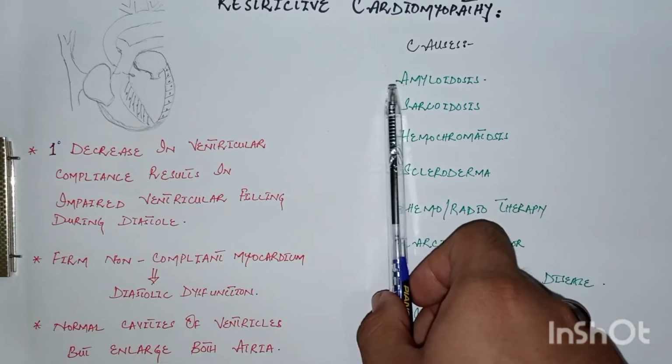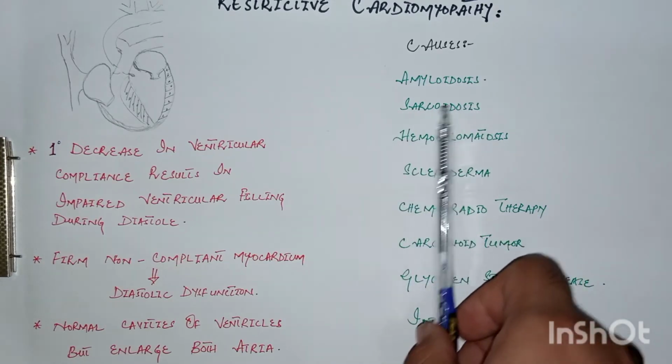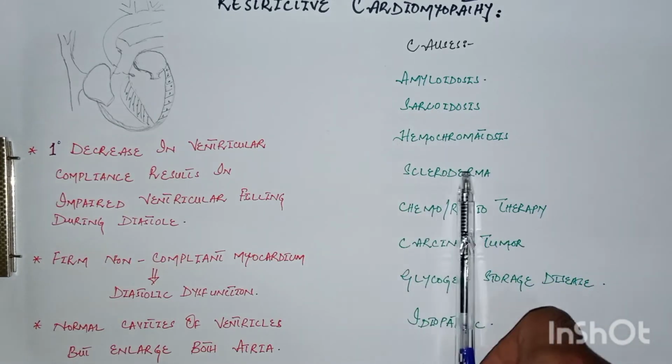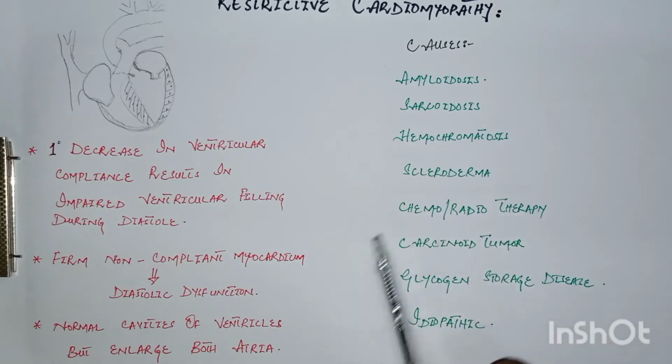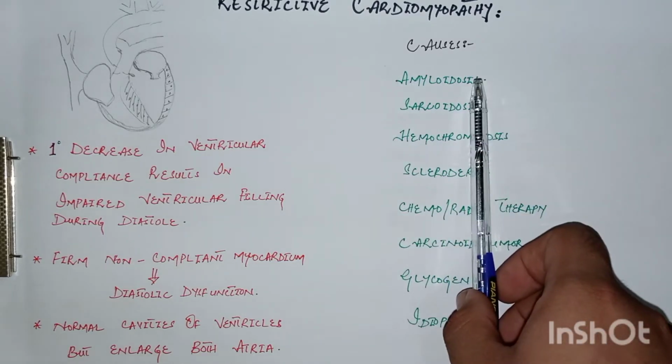Now come to its causes. The most common cause is amyloidosis. The other rare causes include sarcoidosis, hemochromatosis, scleroderma, chemoradiotherapy, carcinoid tumor, glycogen storage diseases, and idiopathic. But the most common cause is amyloidosis.